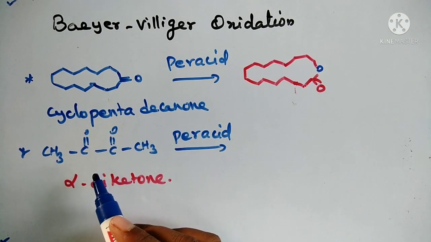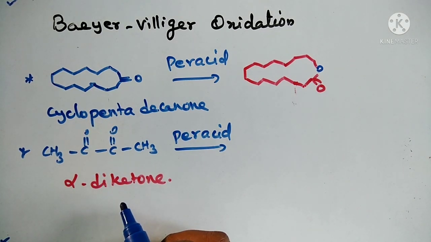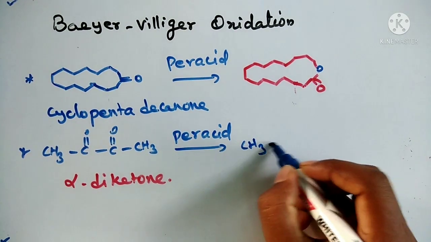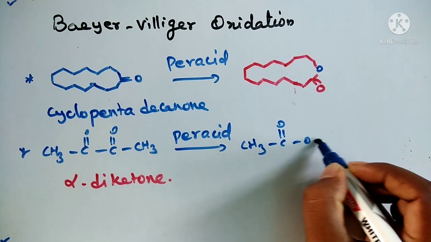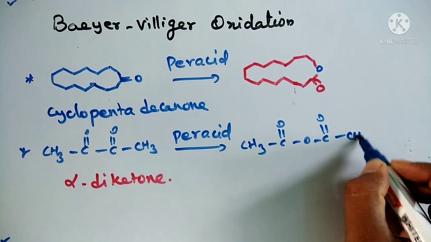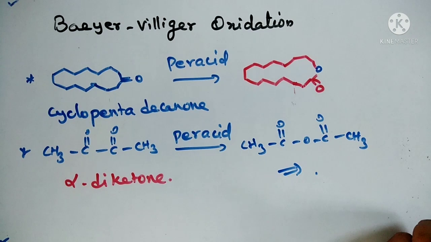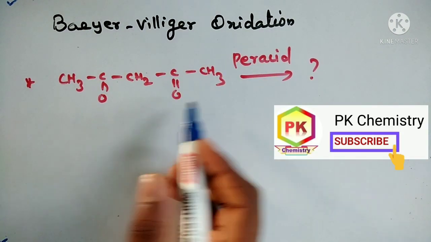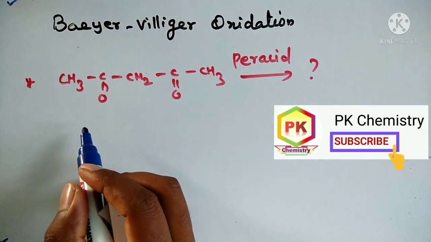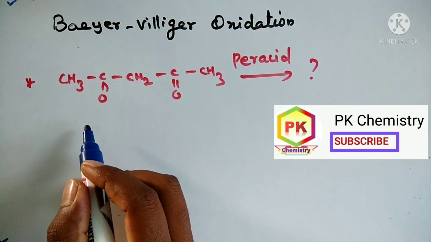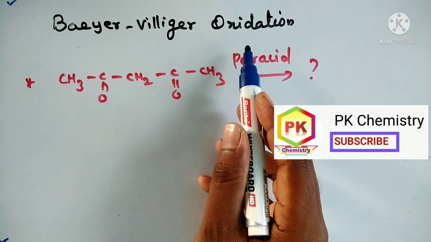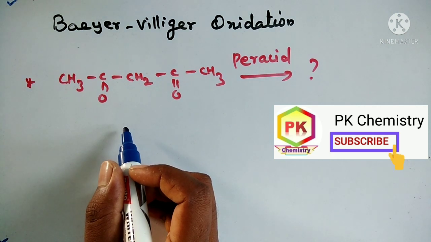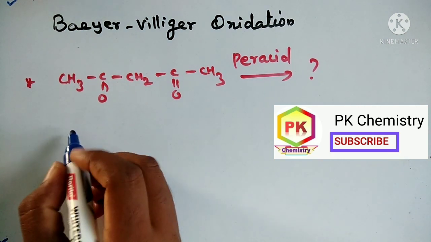Diketones also undergo the Baeyer-Villiger oxidation in the presence of peracid. What you will get is CH3-C=O-O-C=O-CH3. You will get an anhydride product. Let's take this example. Diketone, in the presence of peracid. This diketone will not undergo the Baeyer-Villiger oxidation because this diketone undergoes enolization and forms a hydrogen bond.